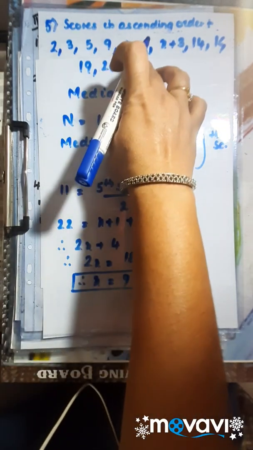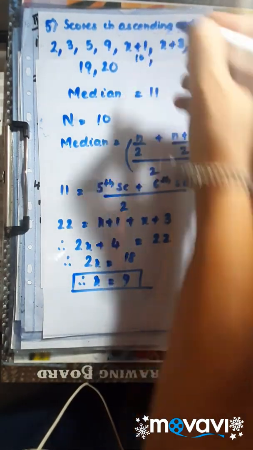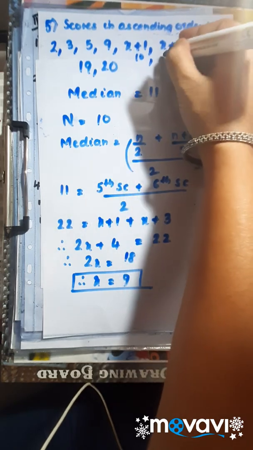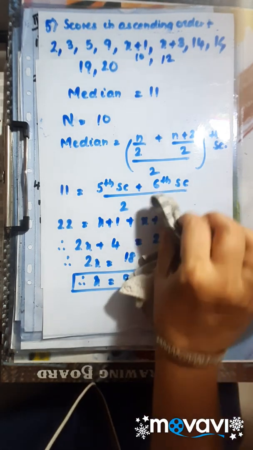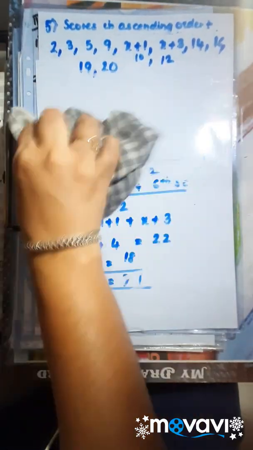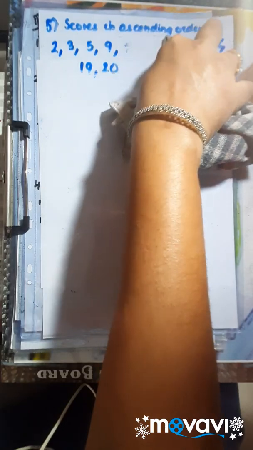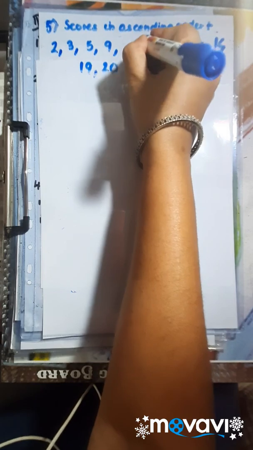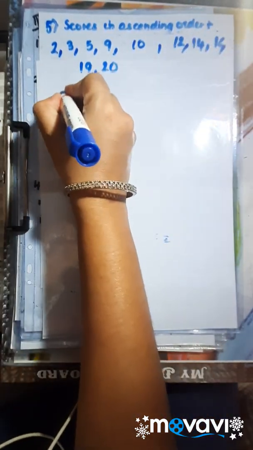So this is 10, and this number is 9 plus 3, 12. So these are my scores, 10 and 12. Correct. Now let's find out the mean. You have to write out the scores again, right? So now instead of x plus 1, 10, comma 12.